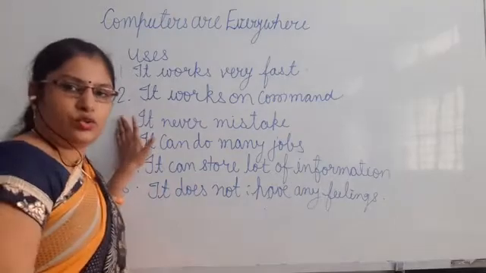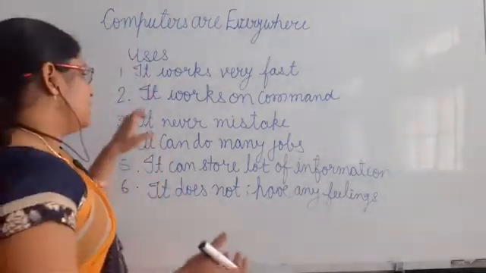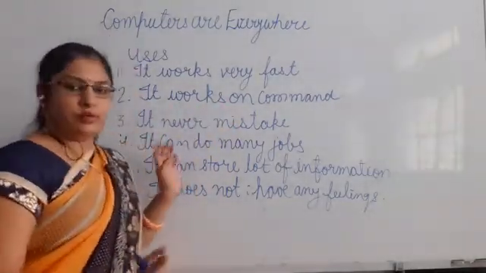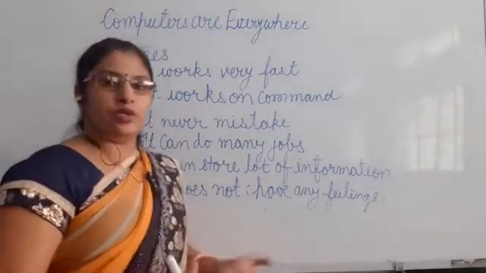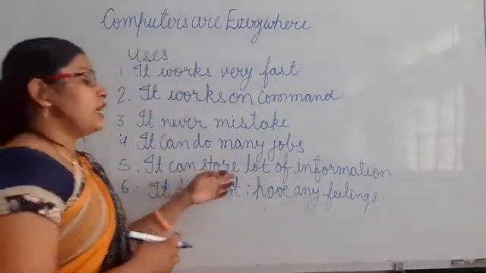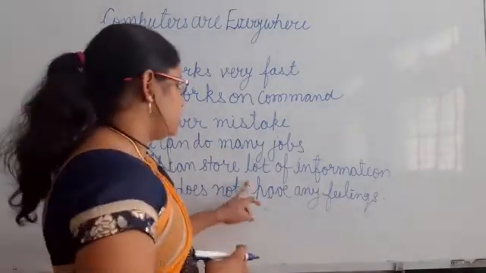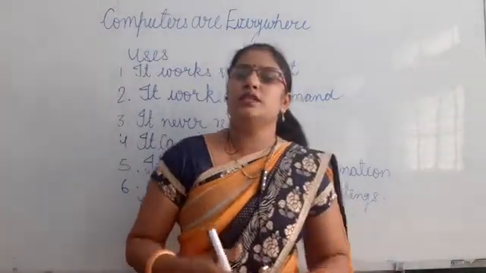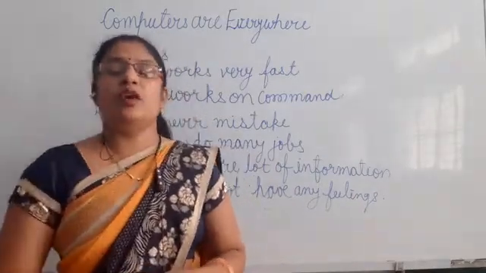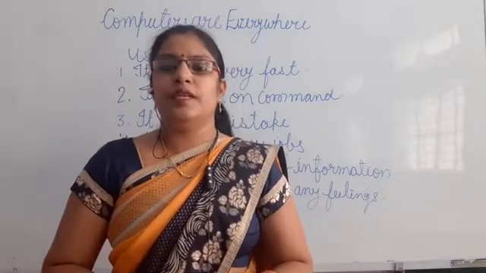So these are the uses of computer. Let's revise it. First one is it works very fast. Then next one is it works only on your command. Then it never makes a mistake. It can do many jobs, different works we can do on computer. Then next is it can store a lot of information. And the last one is it does not have any feelings, so it does not give its own views on any work. Okay, now we will learn what are the computer uses at different places.